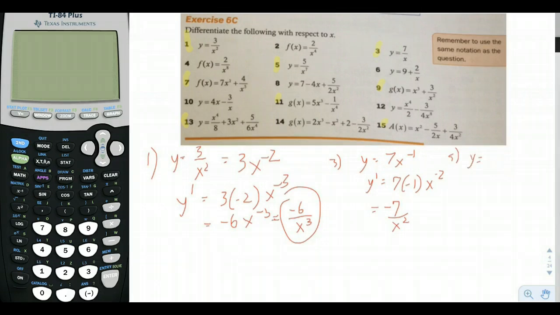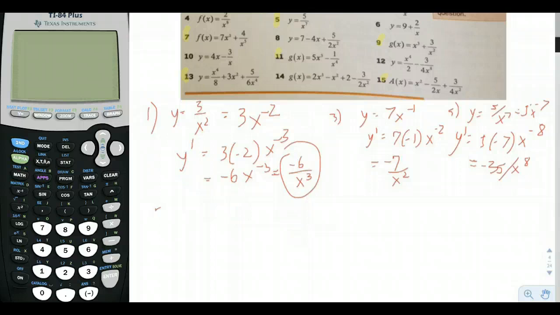Y equals 5 over x to the 7th, which is equal to 5 times x to the negative 7th. If you take the derivative of that, it's equal to 5 times negative 7 times x to the negative 8th, which is equal to negative 35 x to the negative 8th. So you could say negative 35 over x to the 8th. Okay, that's number 5.